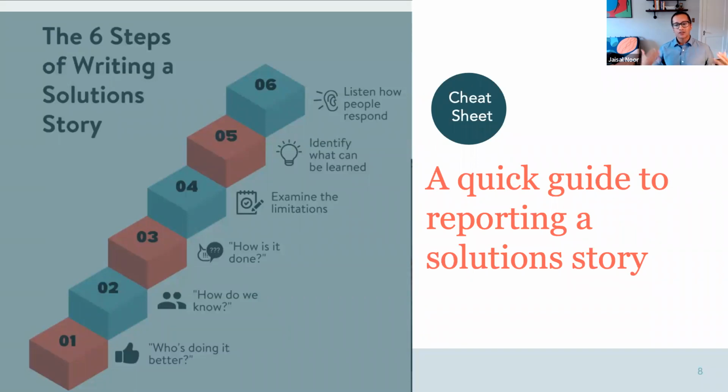How is it done? The story is really focused on how the response works. A simple way to look at it is your story should explain to people who want to replicate and learn from the solution how they could bring it into their community. We have to examine the limitations and identify what can be learned for other communities. And finally, this speaks to engagement: listen to how people respond to your story, especially if it's coming from an engaged perspective. You want to know the reaction on the ground, and that can lead to more stories, including more solution stories, as you learn more and engage more with your audience.